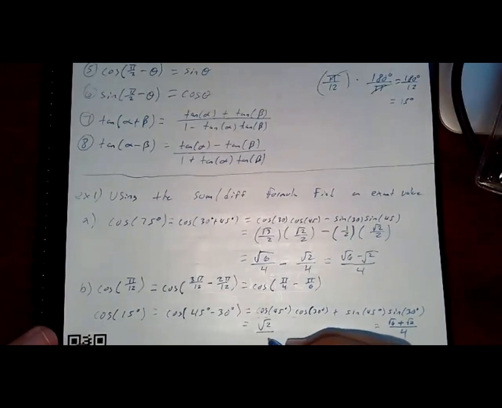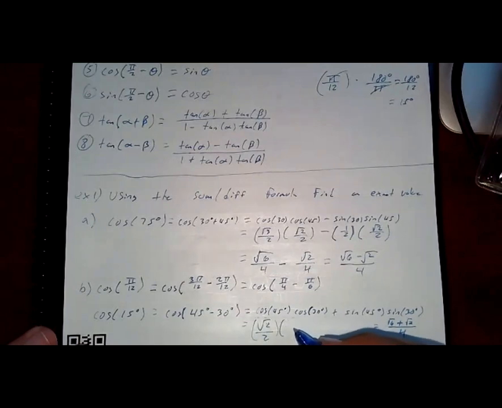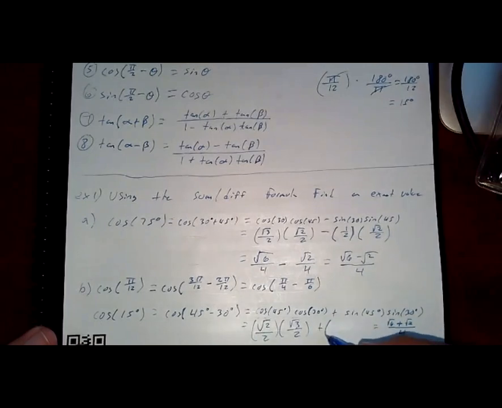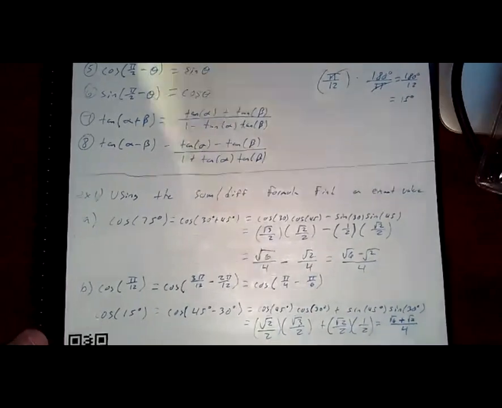Square root 2 over 2 times square root 3 over 2 plus square root 2 over 2 times 1/2. Okay. Let's do another example, a different kind of example.